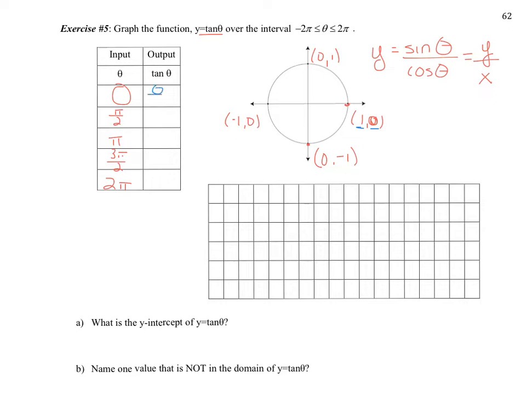So here it's 0 divided by 1. We can have 0 in a numerator, that's fine. So this just equals 0. Moving over to pi over 2, we have 1 divided by 0. There we're dividing by 0, so that's undefined. Pi, 0 divided by -1 is still 0. 3 pi over 2, -1 over 0, y over x is undefined again. And then at 2 pi, we have that same value as we would up here at 0, so that's also 0.